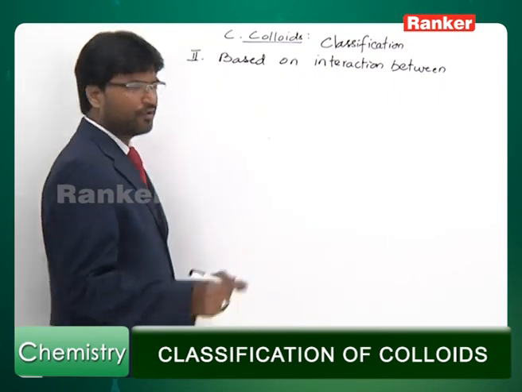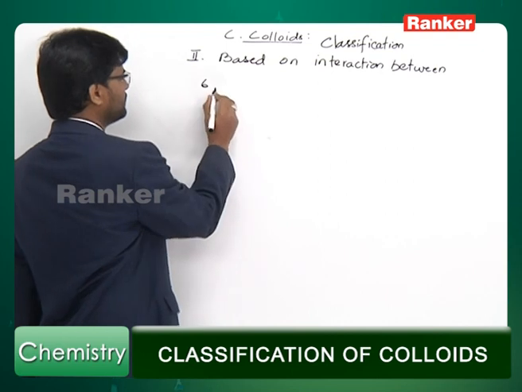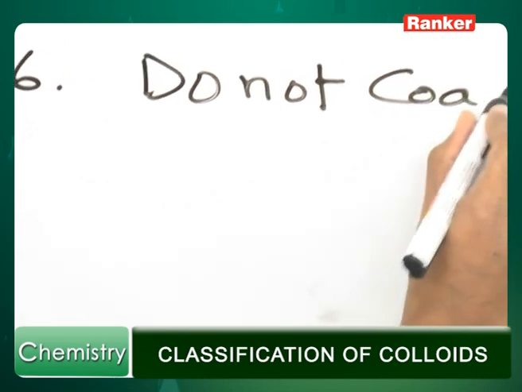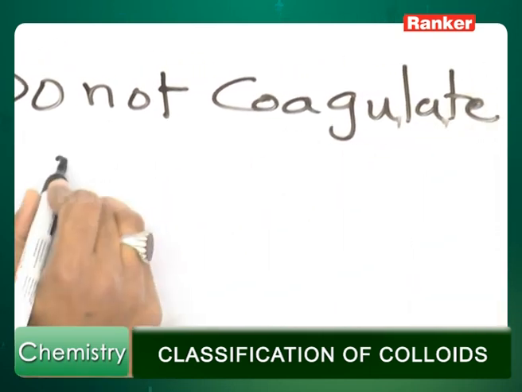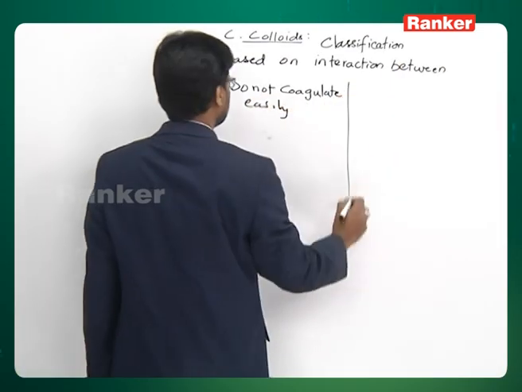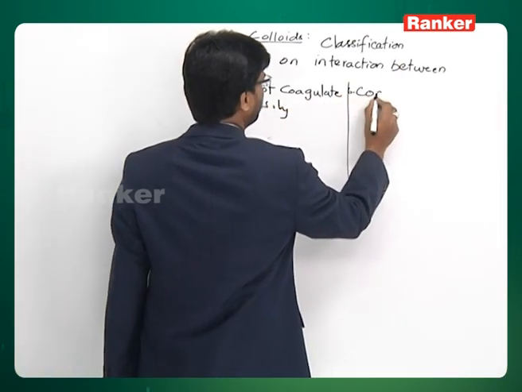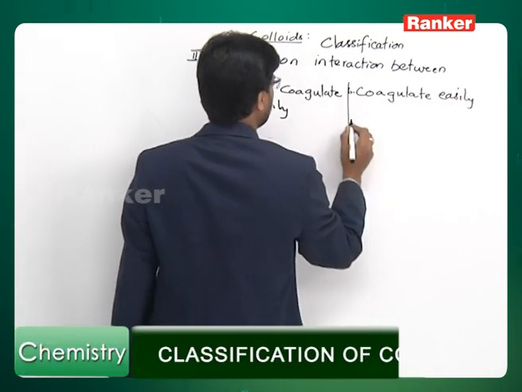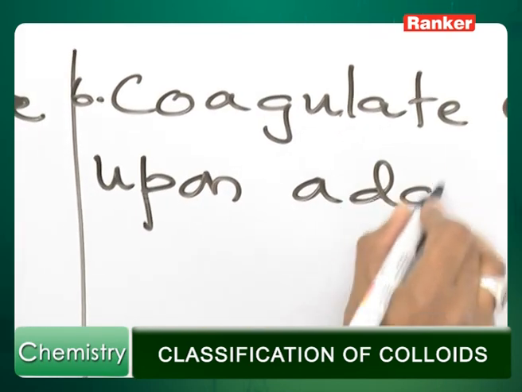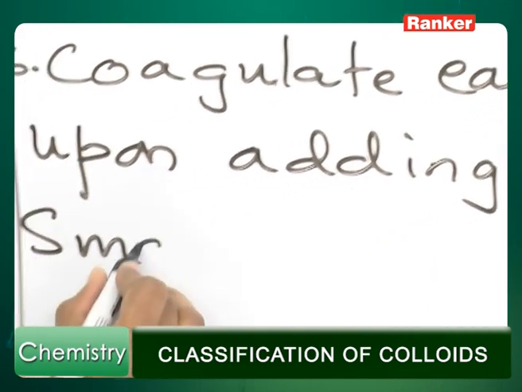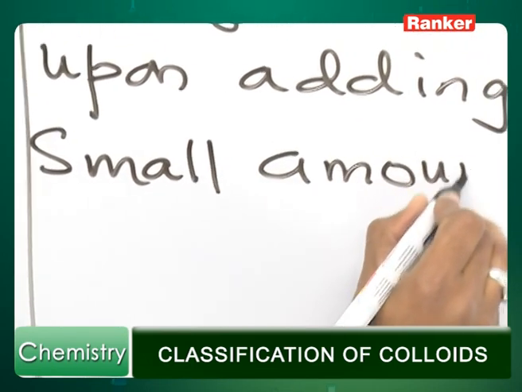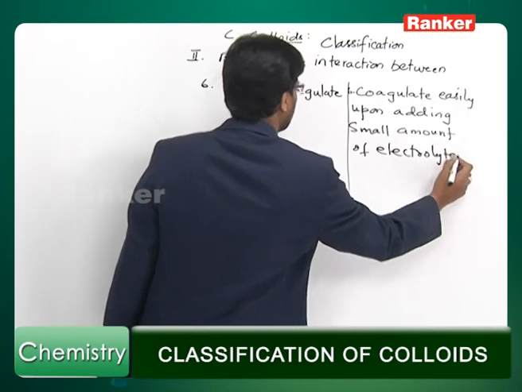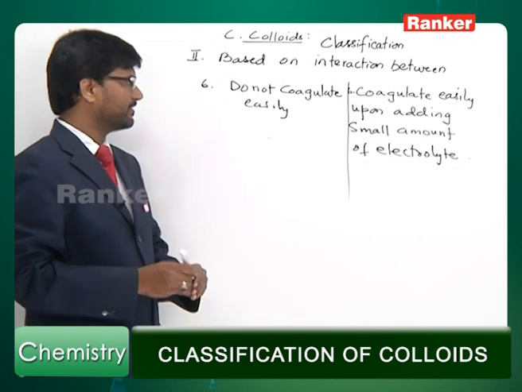I told you about another point of difference between philic and phobic salts, that is, do not coagulate. Lyophilic salts do not coagulate easily, whereas lyophobic salts coagulate easily upon adding a small amount of electrolyte. If you add a small amount of electrolyte to a lyophobic salt, it gets coagulated.